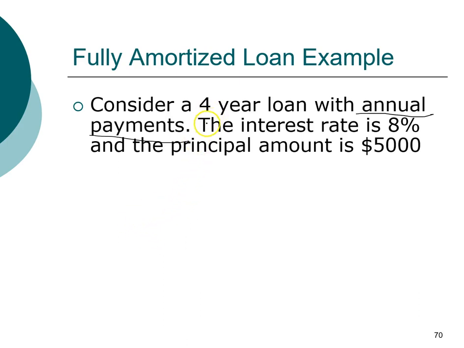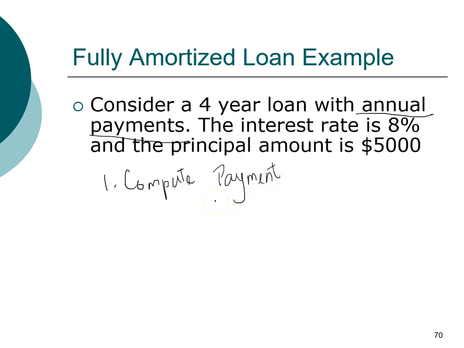So here we have a four-year loan with annual payments. The interest rate is 8% per year, and the principal amount is $5,000. To analyze the loan, the first step is to compute the fixed payment amount. We have already learned how to do that.